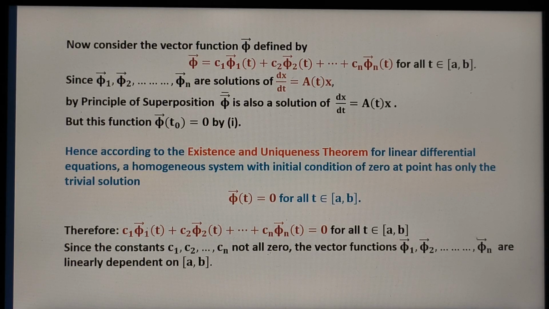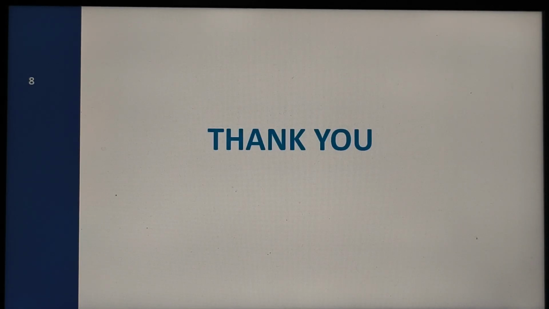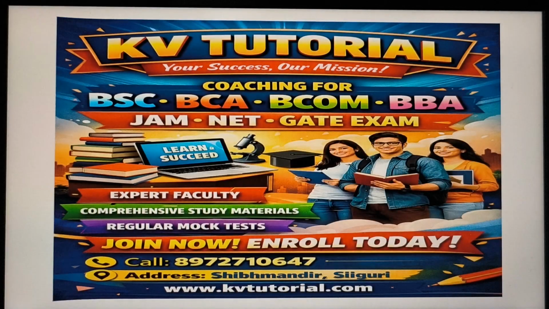So this condition is connected with linear algebra, that means a linear combination equal to 0 implies what? Since constants c1, c2 are not all 0, the vector functions are linearly dependent on [a, b]. Okay, thank you, bye bye.